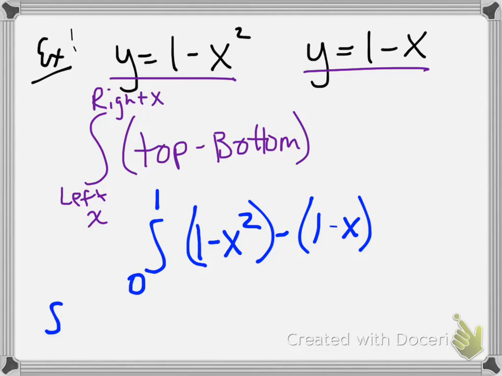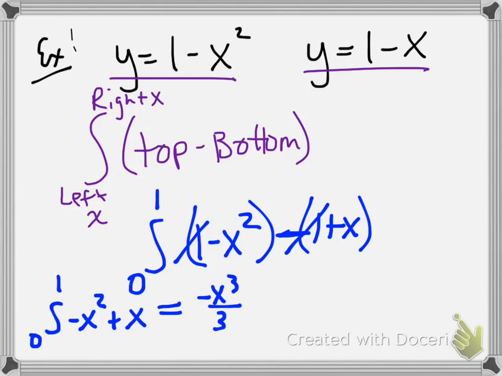So let's see. If I go from 0 to 1, so I have 1 minus x squared minus 1 plus x if I distribute that negative. So 1 minus 1, so I'm actually integrating negative x squared plus x. So negative x squared becomes negative x to the third over 3, and x becomes x squared over 2, and this is starting to look very familiar to the last problem, from 0 to 1. Except for we like these numbers this time.